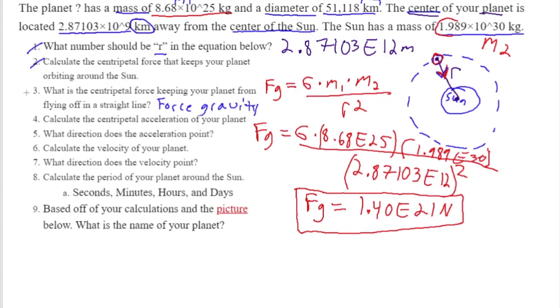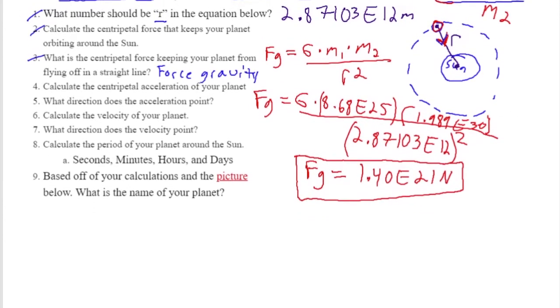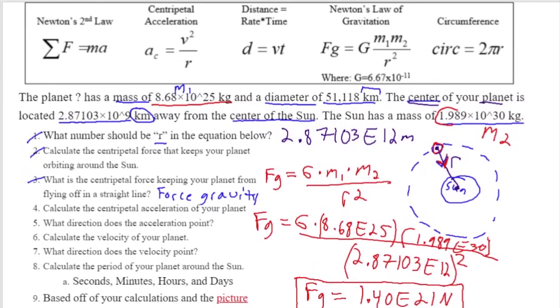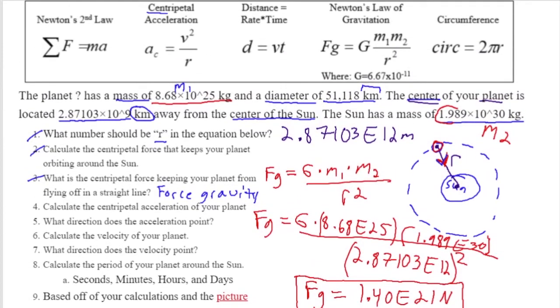Next, it's going to ask us to calculate the centripetal acceleration of our planet. Well, centripetal acceleration, we need to look at our equations. We see that we have one right here that tells us what centripetal acceleration is. Unfortunately, this equation requires us to know what velocity is. We do not know velocity at this second, so we cannot use this equation.